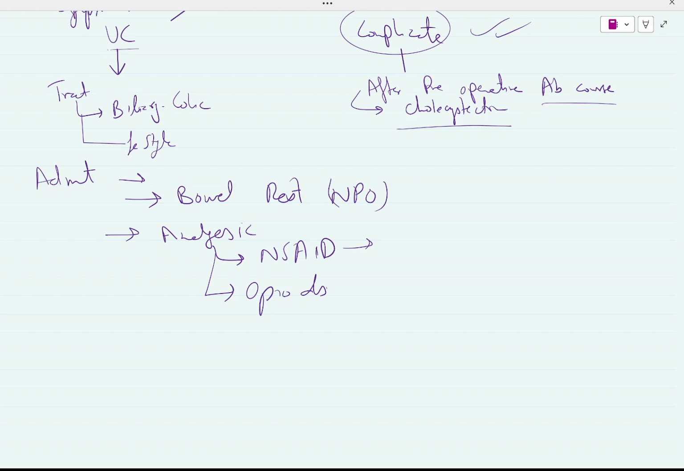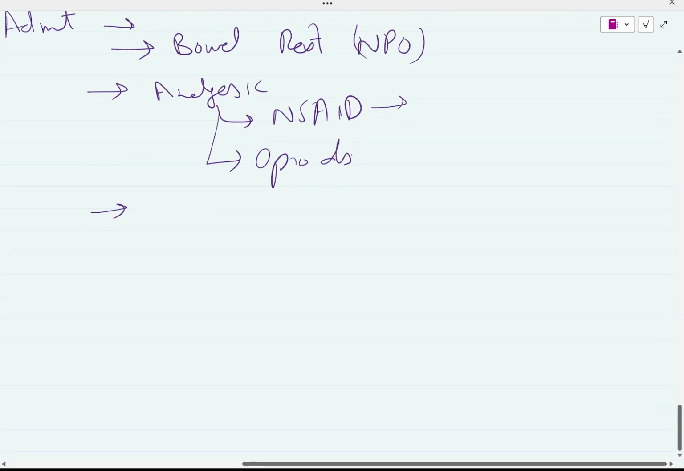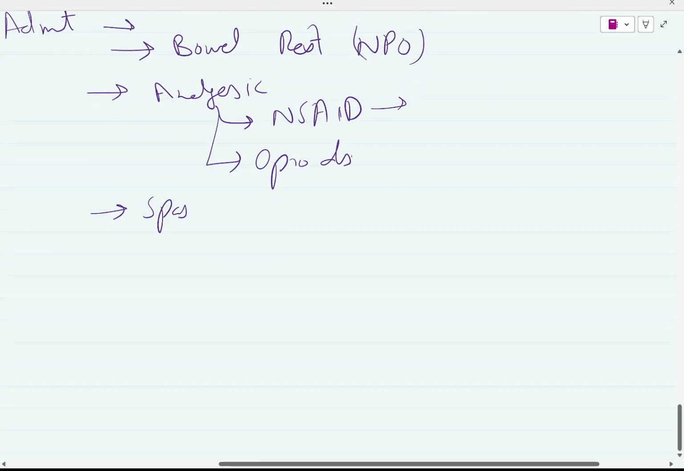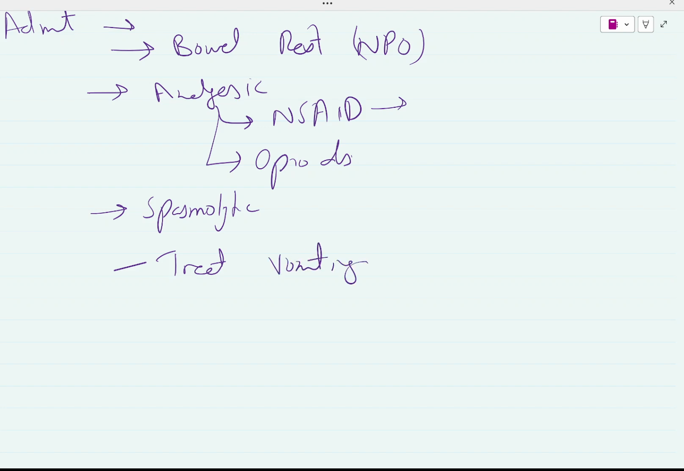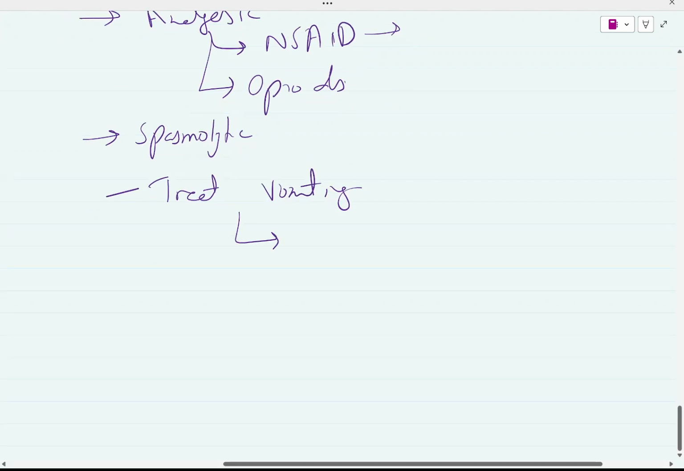Next thing: first we give analgesic and bowel rest. Next we'll treat his biliary colic. Third thing is we'll give a spasmolytic along with analgesics to treat severe pain. If a patient develops severe vomiting, we'll treat vomiting. How will we treat? We'll give IV fluid therapy.